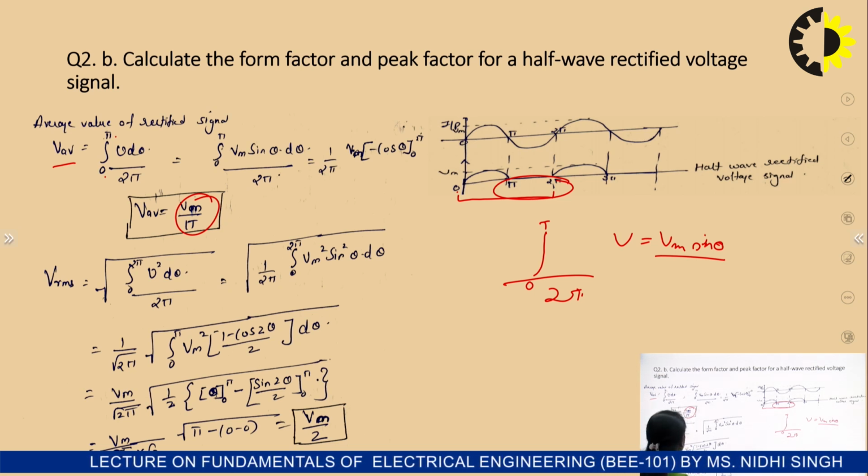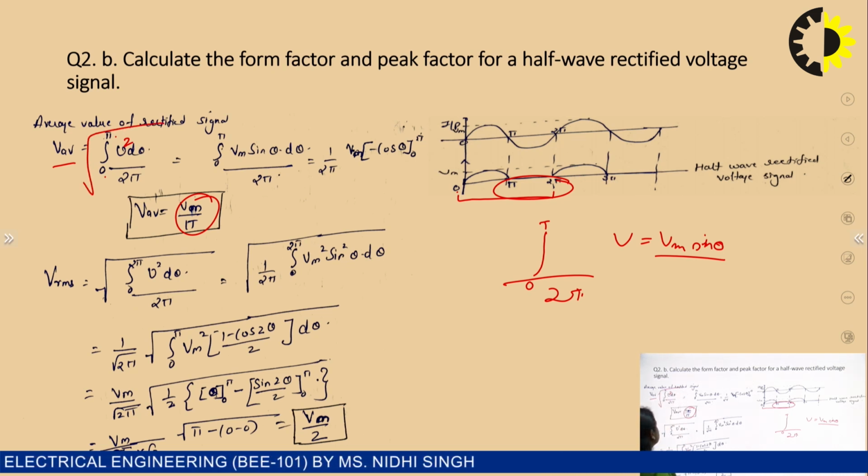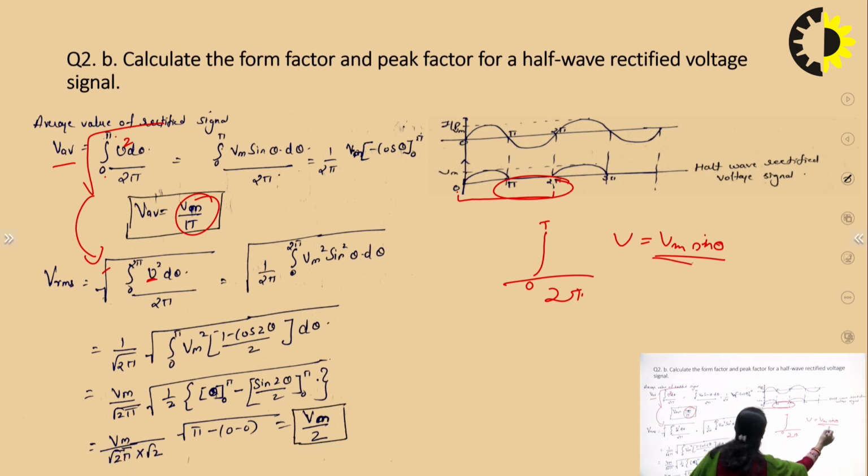Now, next you have to find the RMS value. To find the RMS value, you just need to square this term and put the square root. So, here you can see the RMS value: square root, and you will square the waveform. V is equal to Vm sin theta. After solving this, sin square theta you can write as 1 minus cos 2 theta by 2, and after solving you will get Vm by 2.